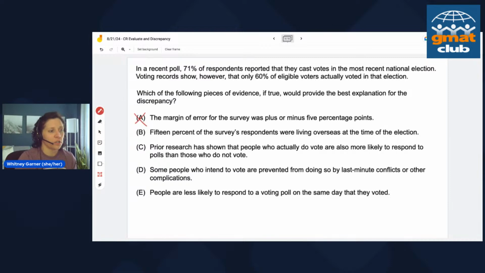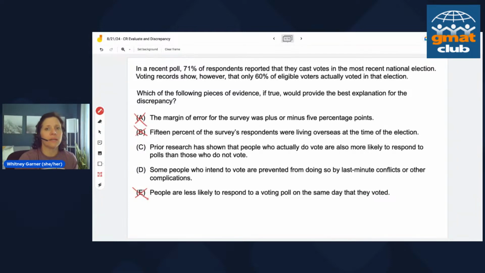I also want to be really careful with things like a bunch of the survey's respondents were living overseas at the time. Oh, okay, 15%, maybe that's of the 29 that didn't vote. Maybe they are allowed in this country to vote absentee, so does it matter? Not sure that this one matters. I'm going to skip over the popular answers, C and D. We'll go down to E. People are less likely to respond to a voting poll on the same day that they voted, but I don't know when this poll was taken.